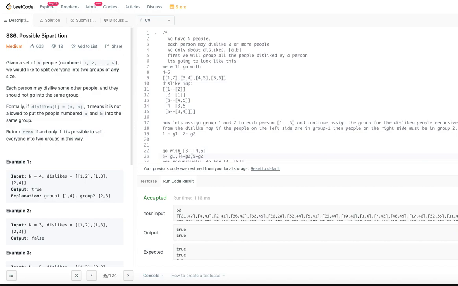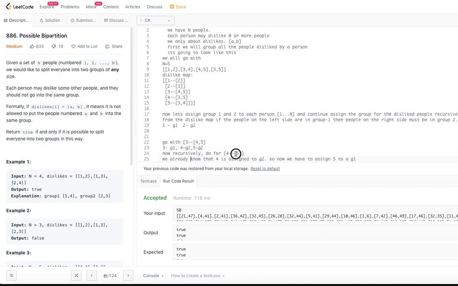Now since we have to do it recursively, we will take 4 now. 4 dislikes 3 and 5. So 4 is in which group? Sorry, group 2. And for 4, that means 3 we should put in group 1. So let's see if 3 is in group 1. Yes, 3 is already in group 1.